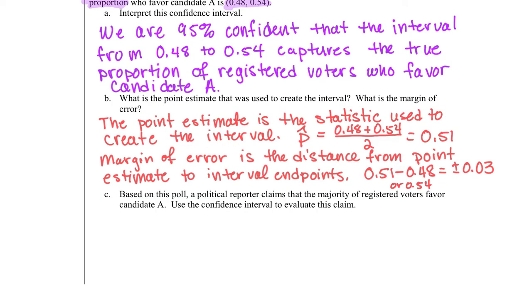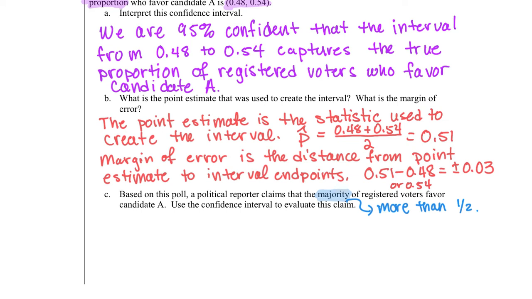And the final question asks, based on this poll, a political reporter claims that the majority of registered voters favor candidate A. And we want to use the confidence interval to either say that their claim is true or doesn't hold merit. So just a review, whenever it asks for a majority, that just means more than a half.